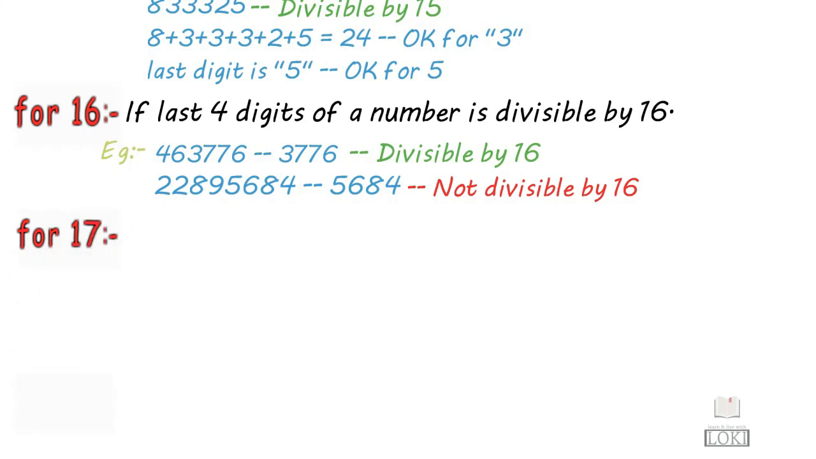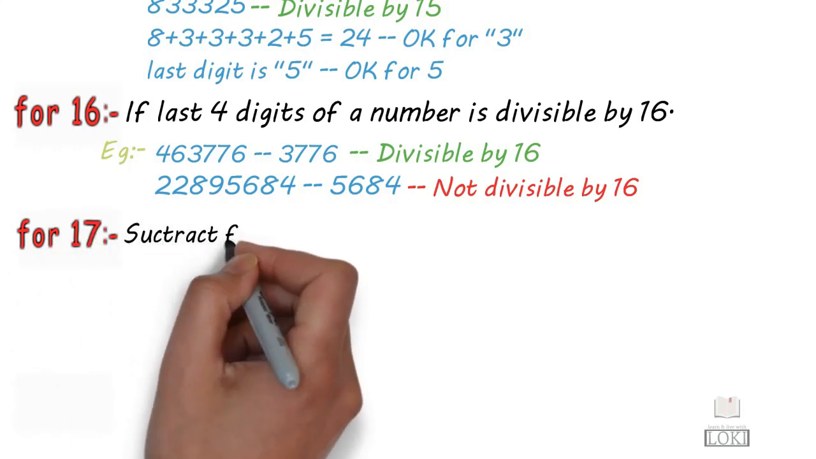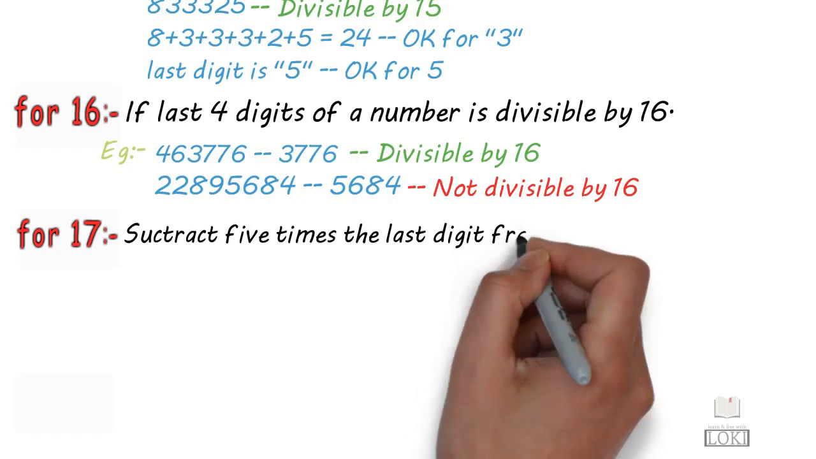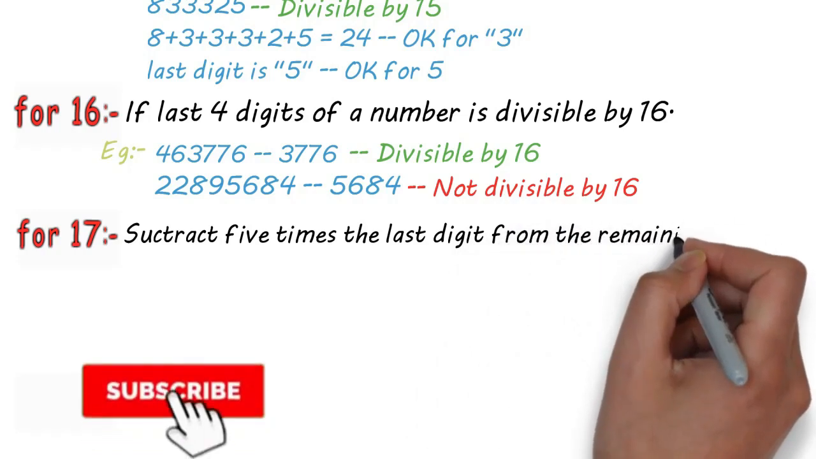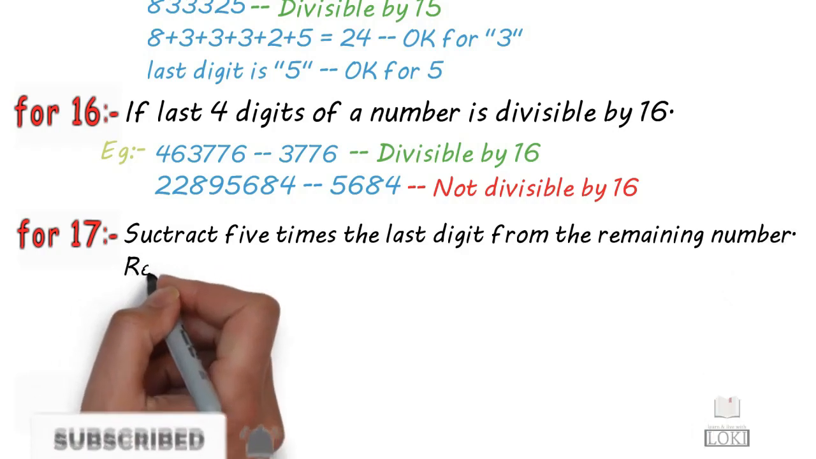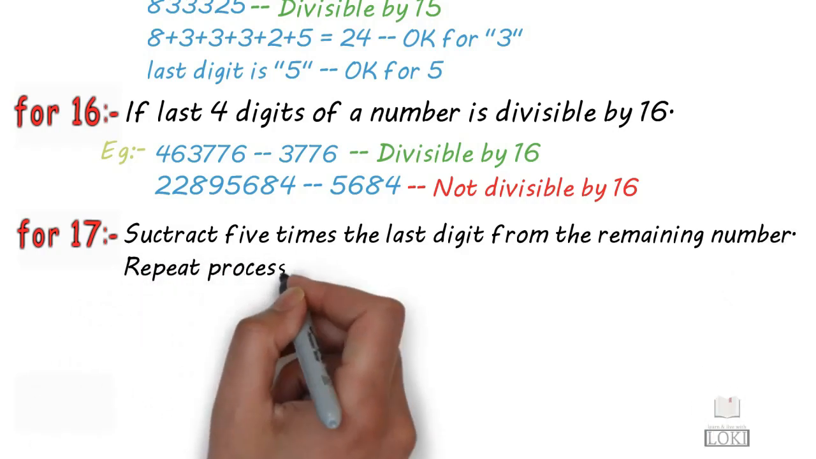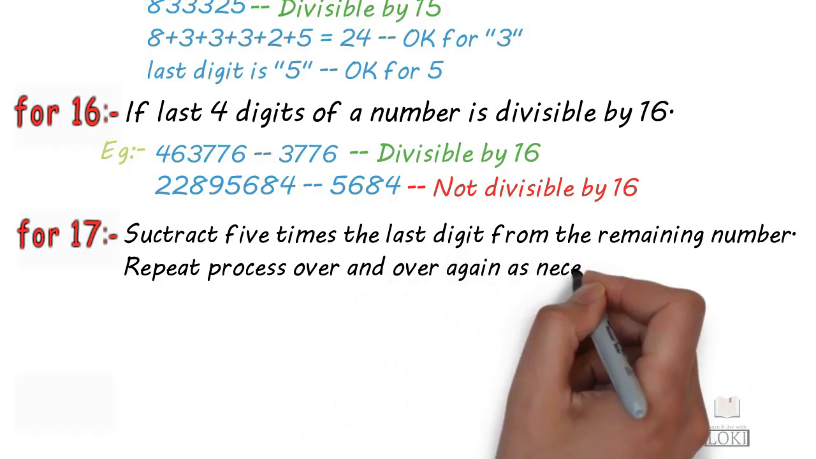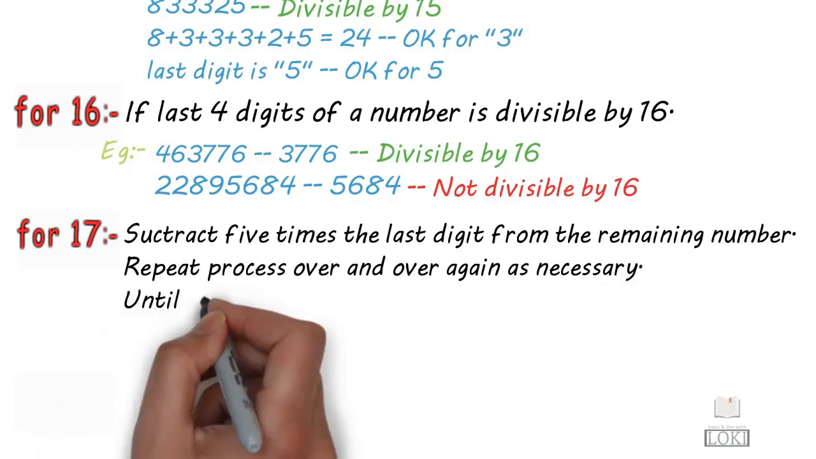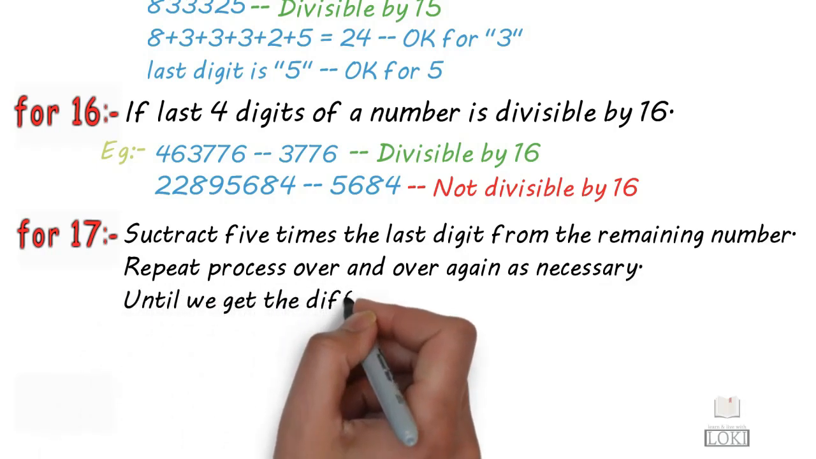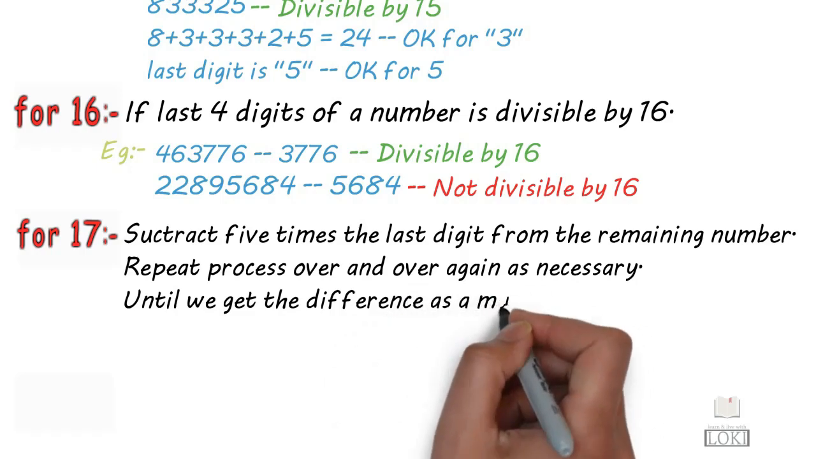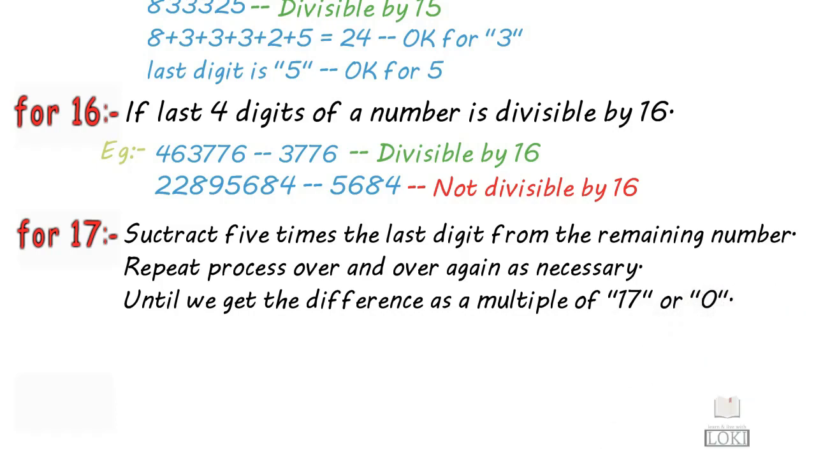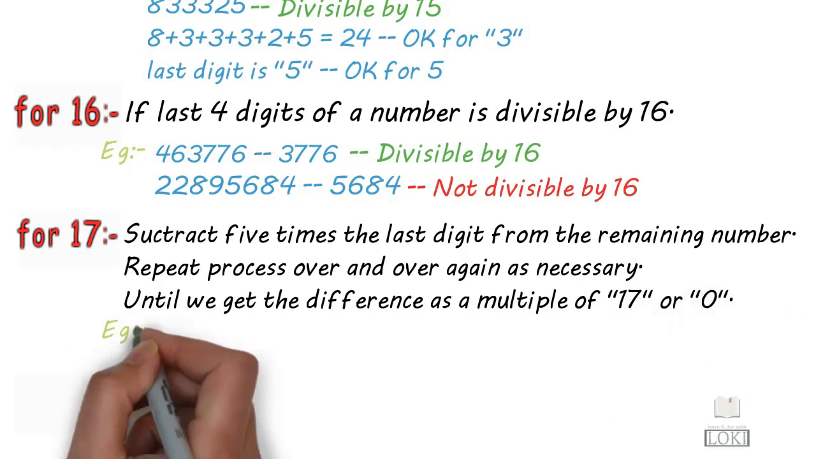See the divisibility rule for 17. To find the divisibility of 17, first of all, we need to multiply the last digit in that number by 5. And with the result, we have to subtract it from the remaining digits of the number. And we have to repeat this process over and over again if necessary. And if the subtraction result we get is a multiple of 17 or 0, we can conclude that the number is divisible by 17. It is kind of difficult, but you can understand it easily with an example.